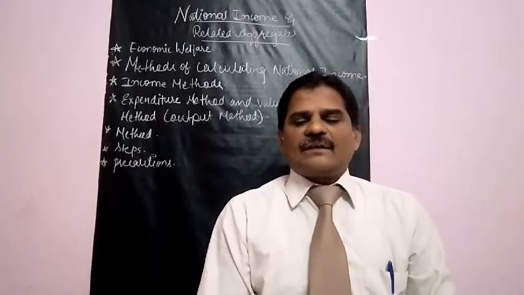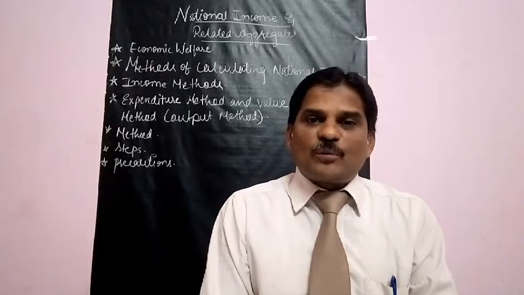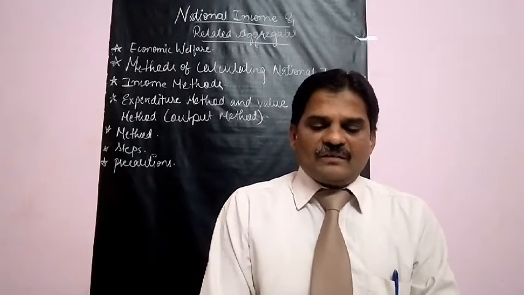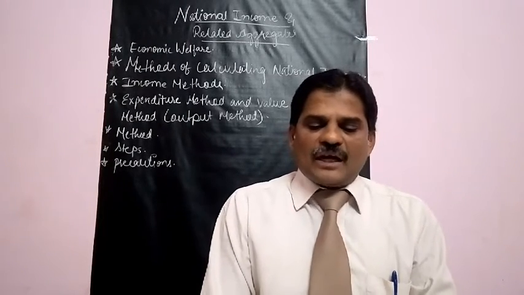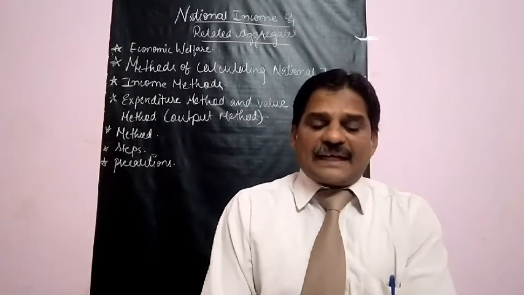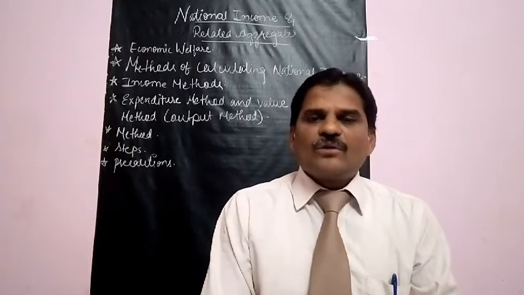Now, second important precaution. Expenditure on gifts, donations, taxes, scholarships is not expenditure on final products, so this should not be added. Expenditure on gifts, donations, taxes, scholarships, etc. is not expenditure on final products. These are expenditure on transfer payments and should not be included in the final expenditure. Next precaution, expenditure on purchase of second-hand goods. Whatever expenditure you are making on second-hand goods also should not be included in this expenditure method.